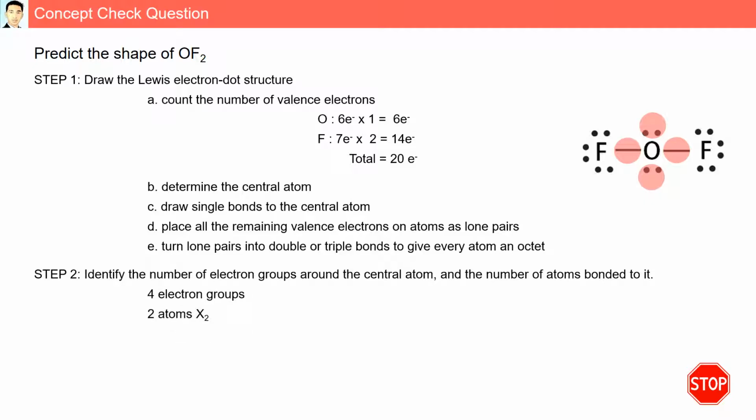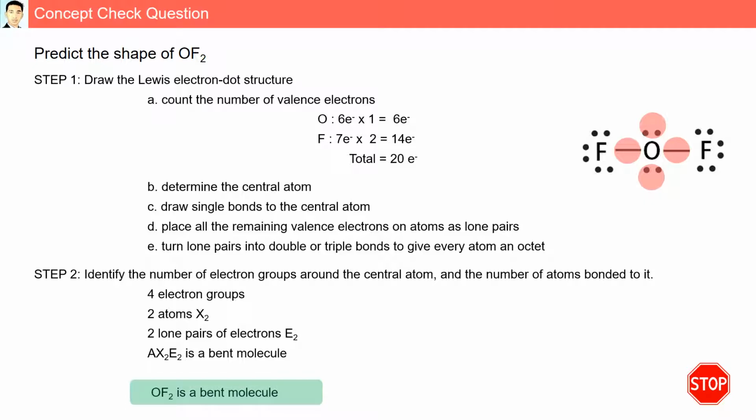Next, we have 2 atoms bonded to our oxygen, fluorine on the left and fluorine on the right, which gives us X2. Finally, there are 2 lone pairs of electrons surrounding oxygen at the top and at the bottom. The formula is A, central atom, X2, E2, which is a bent molecule. OF2 is a bent molecule.